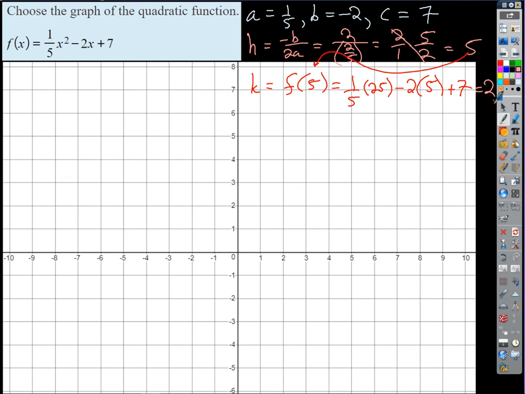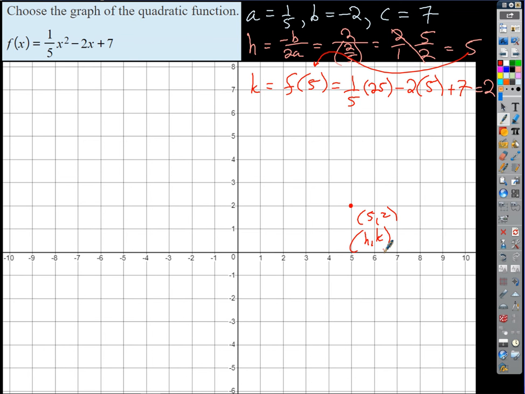So k is 2, h is 5, a is 1/5. That's all we need, isn't it? Right? So we know that the coordinates of the vertex are going to be at 5, 2, right? HK. And if A is 1/5, now this is the part that's a little tricky. Right, so we want to multiply the original parent y values by 1/5.